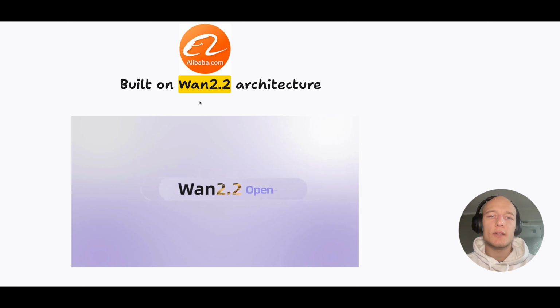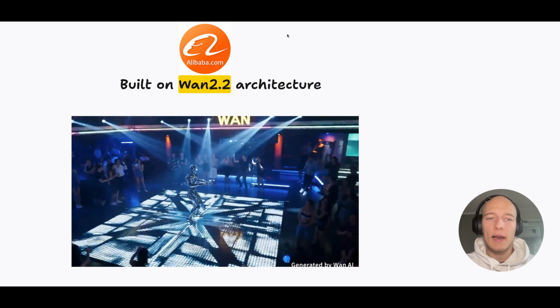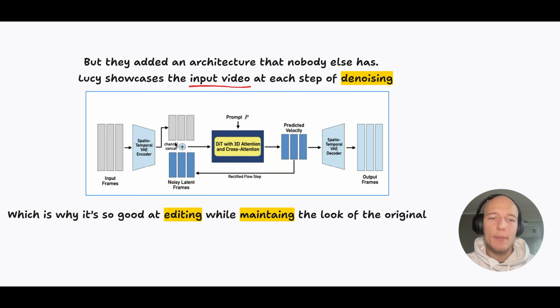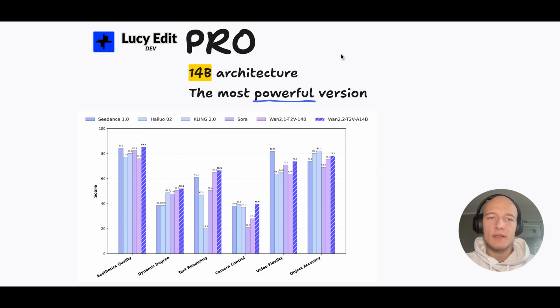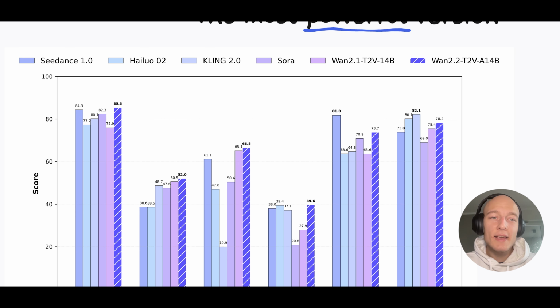Lucy is built on top of WAN 2.2, which is an image and video generation model made by Alibaba. But what makes Lucy different is that they added an architecture that showcases the input video at each step of denoising. This is what makes it so good at editing and maintaining the original look of the video, while also being super fast and super easy to run. Their best model, the Pro model, is a 14B architecture, and since it's built on top of WAN 2.2, we can see how it compares to other models, even beating them on some benchmarks.